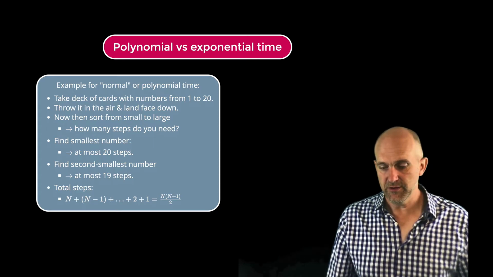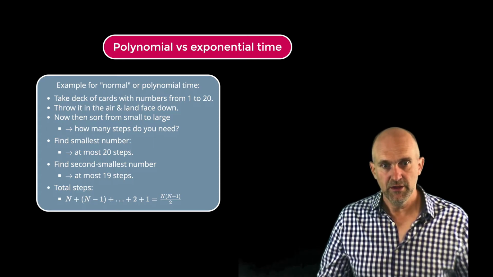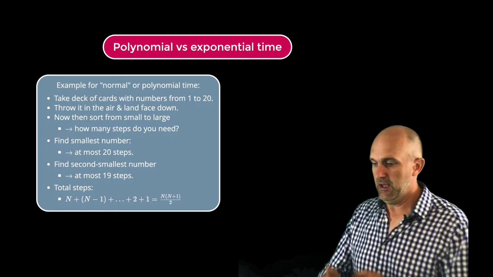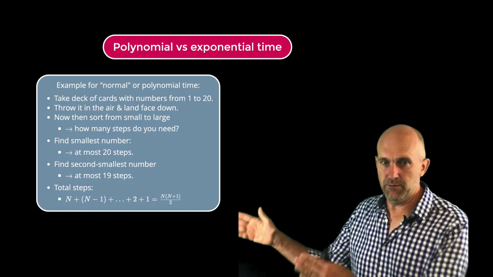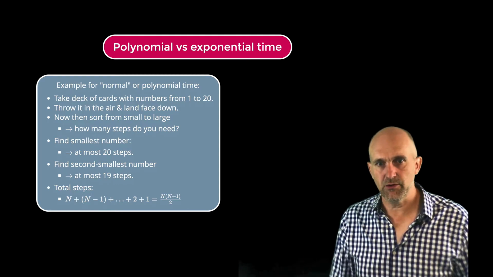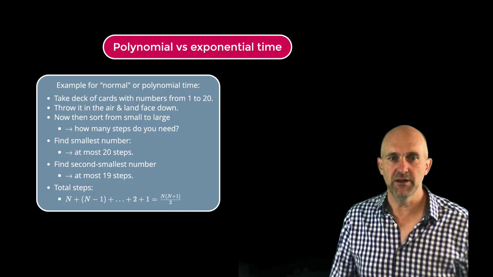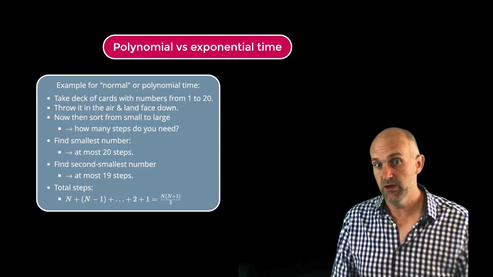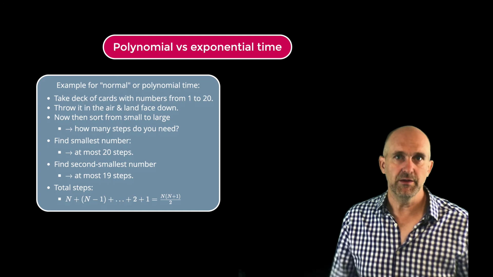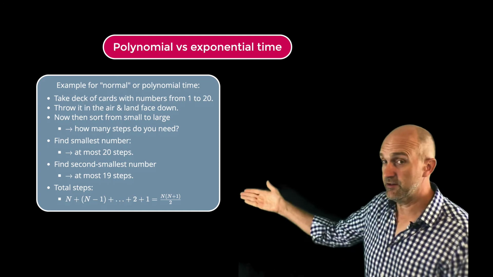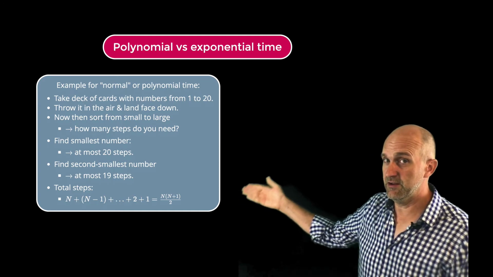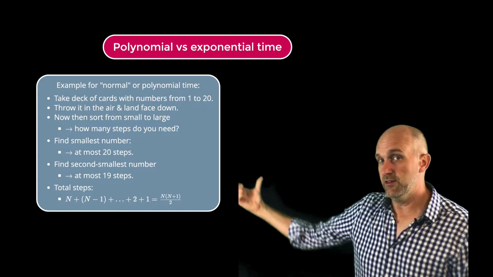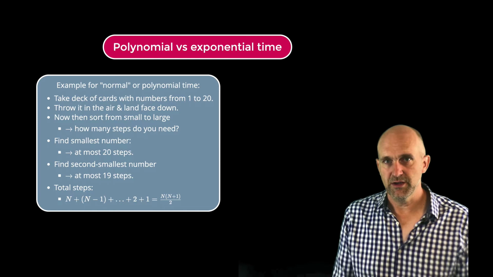And so, as you can see, the total number of steps is bounded by n plus n minus 1 plus n minus 2 and so on, which we know is Gauss' formula, n times n plus 1 divided by 2. So that gives you the number of steps that it takes. And you see the number of steps that you have is on the order of n times n plus 1. So that is a polynomial. So in other words, this problem can be solved in polynomial time.